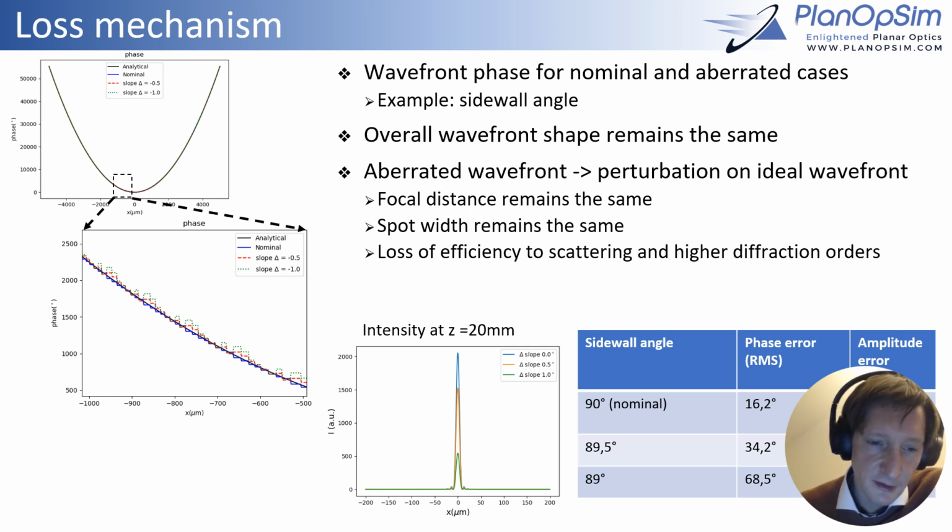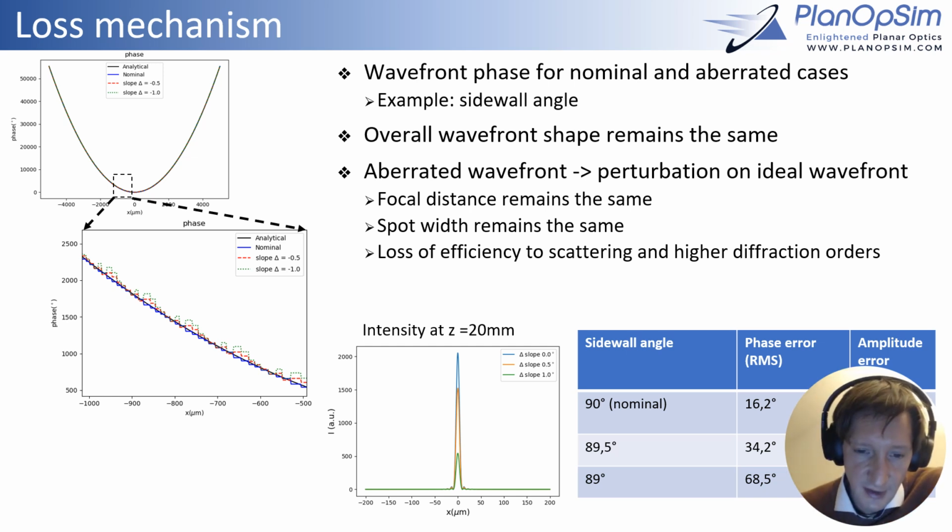If we look in detail at the error mechanisms that are happening here, if we look at the overall wavefront shape, so we have here the analytical profile that we want to reproduce, in blue the nominal profile, and then in dashed lines red and green the aberrated profile. From far it looks like there's no change at all, but if we zoom in, we see that what is occurring is that we get these local strong changes in the phase approximation, and this translates into a loss of efficiency in the focal spot.